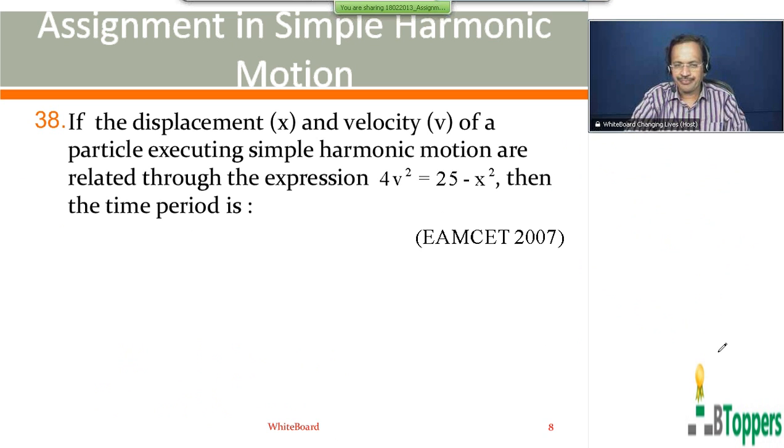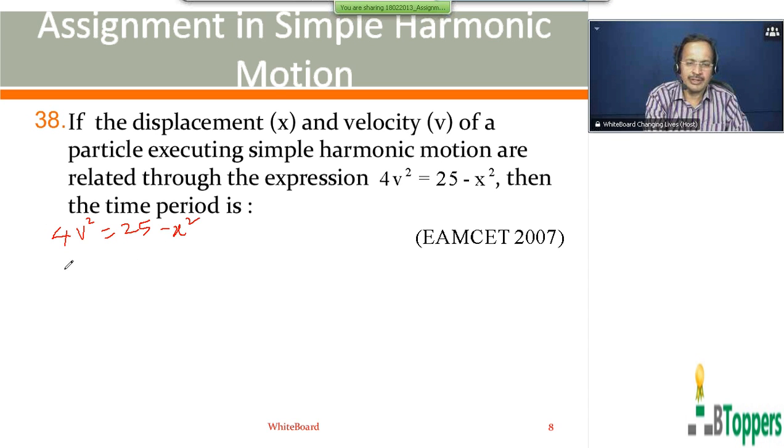Then see the question number 38. The displacement x and velocity v of a particle executing simple harmonic motion are related through the expression 4v square equal to 25 minus x square. So let us write the expression for v first from the given equation. So 4v square is given to be 25 minus x square. Second, divide the equation by 4. So v square you can write 1 by 4 into 25 minus x square.